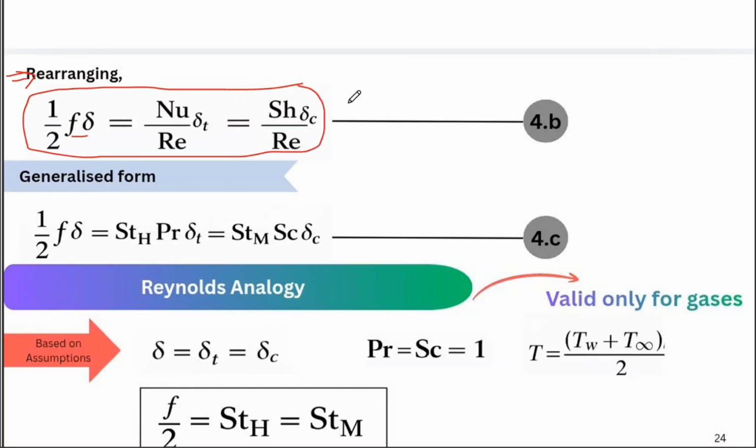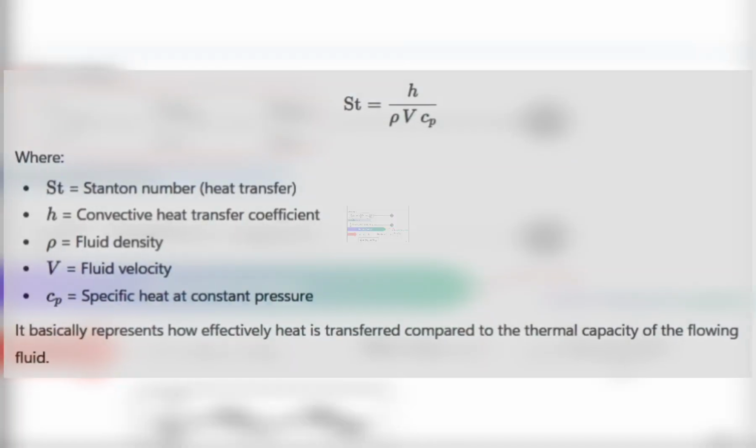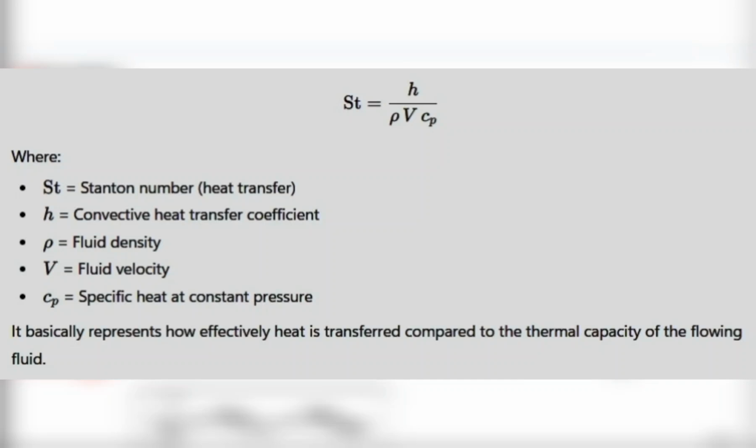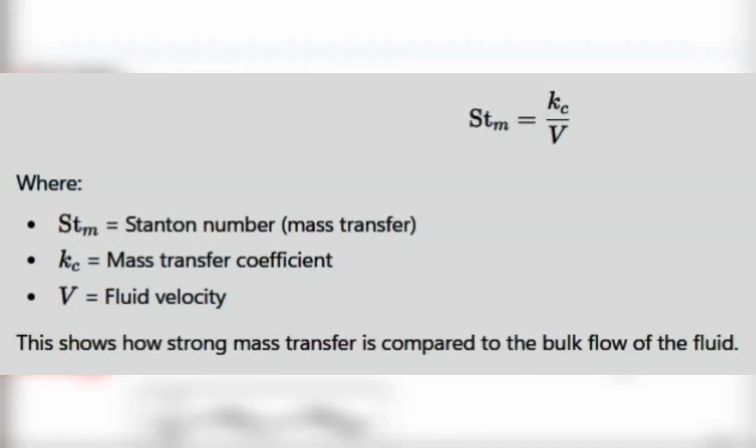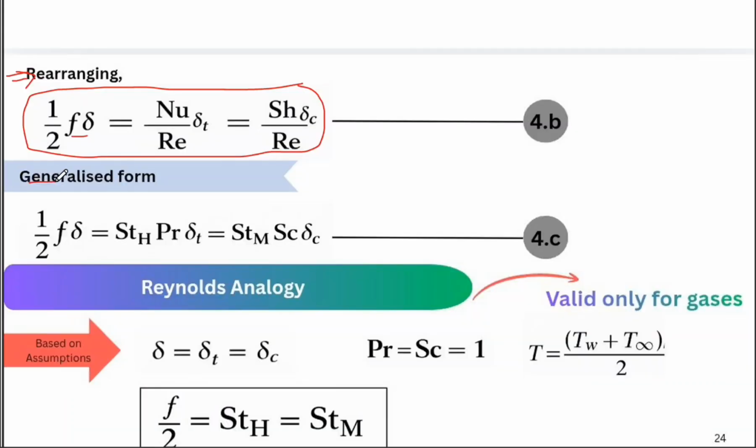Now we introduce Stanton number. What is Stanton number? Stanton number for heat transfer equals convective heat transfer coefficient divided by the product of fluid density, velocity and specific heat. Stanton number for mass transfer equals mass transfer coefficient divided by fluid velocity. The generalized form becomes 1 by 2 F equals St_H Pr equals St_M Sc, where Pr is the Prandtl number, which equals momentum diffusivity divided by thermal diffusivity, and Sc here is Schmidt number, which equals momentum diffusivity divided by mass diffusivity. Now we are going to learn Reynolds analogy.